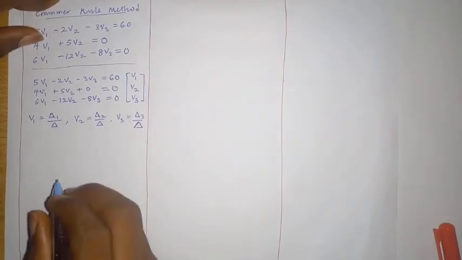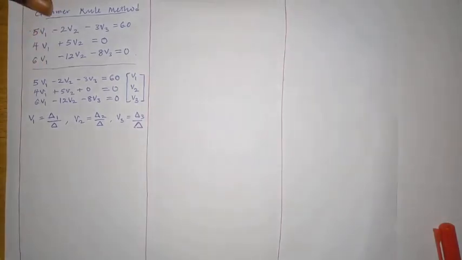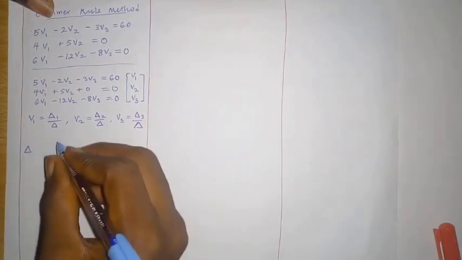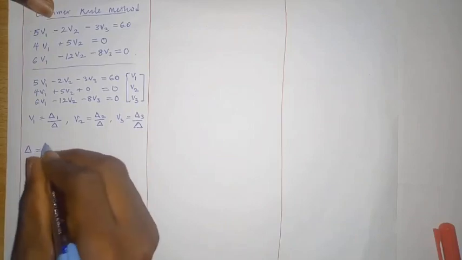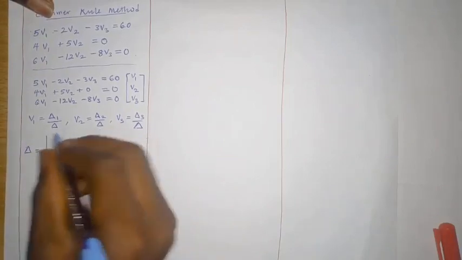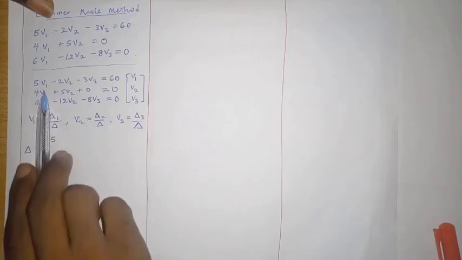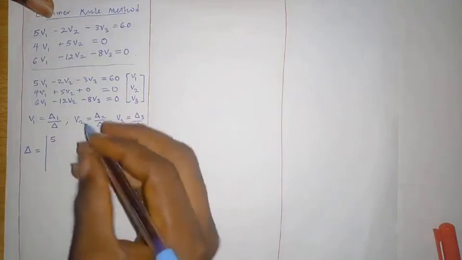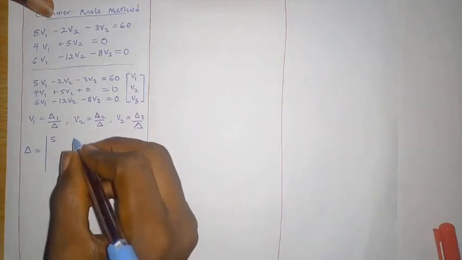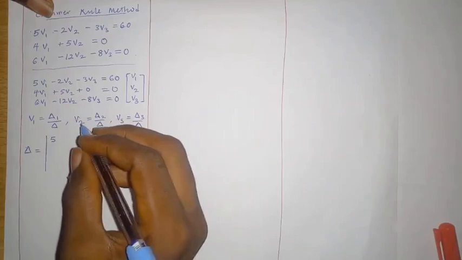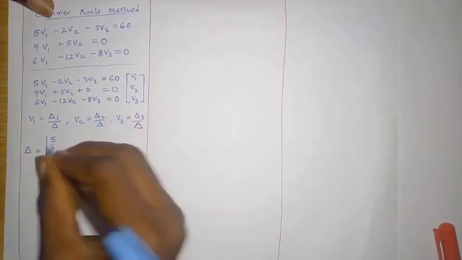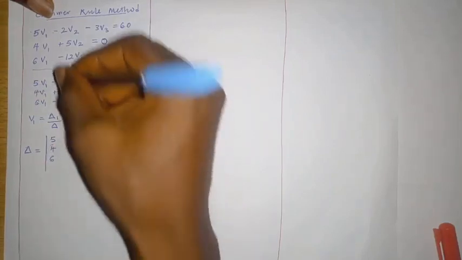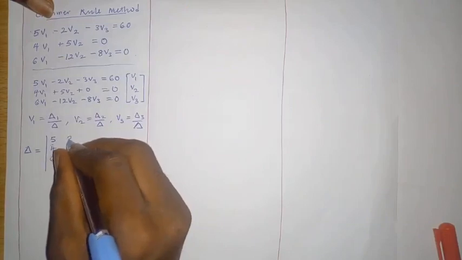Please pay more attention. Please, I'm begging you, pay more attention. Don't let anybody disturb you. Don't let anything distract you. Determinant equal to 5. You are going to remove all these v1, v2, v3. You are going to remove everything. 5. What's next? 5, 4. I'm doing this column. 4, 6. Then another column now. 2. That one is minus.